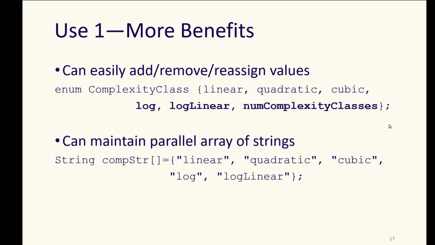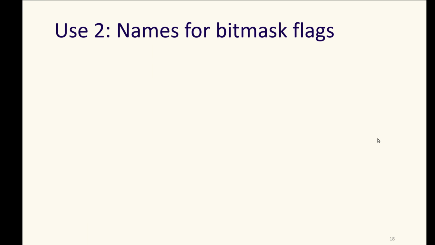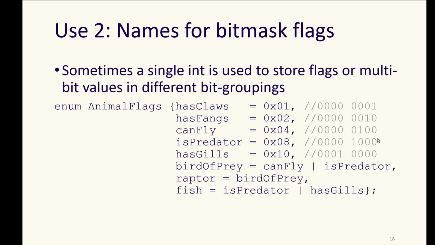Sometimes it's useful to maintain a parallel array of labels of strings to label the enum values, so that if linear is the first item in our enum, then we could create an array of strings where the string linear is available at index 0, and so on for the others. And then when someone gives us linear as the complexity class, we could print out that linear was the word associated with it and label our output.